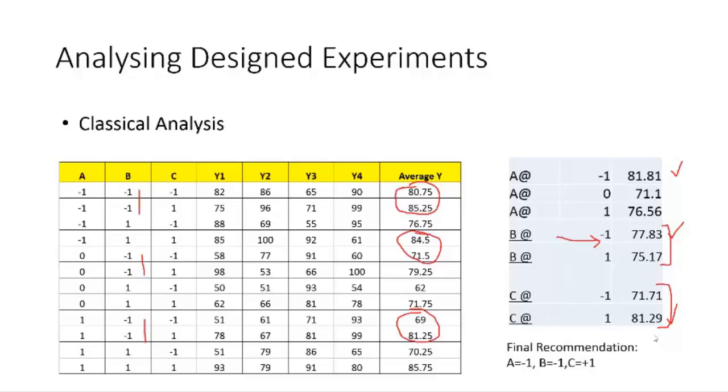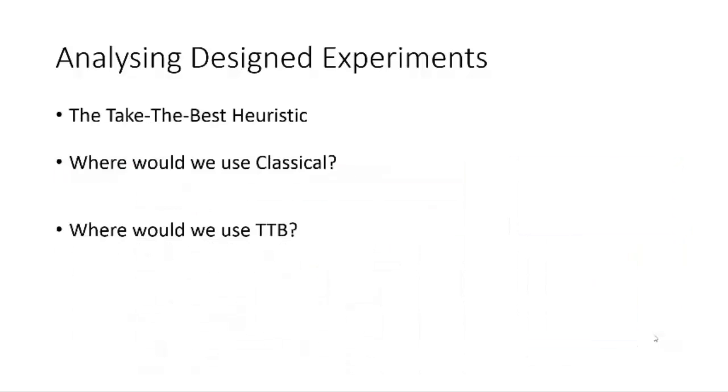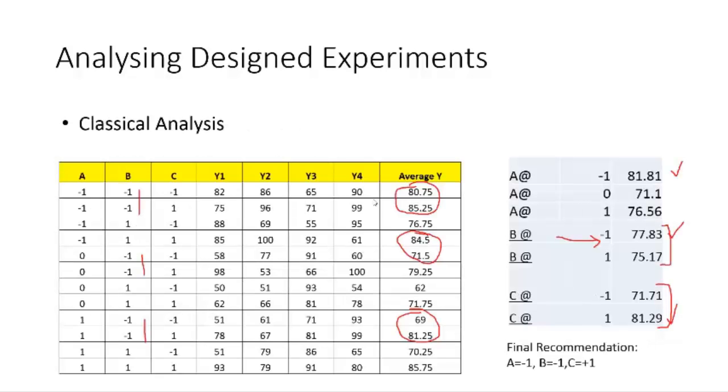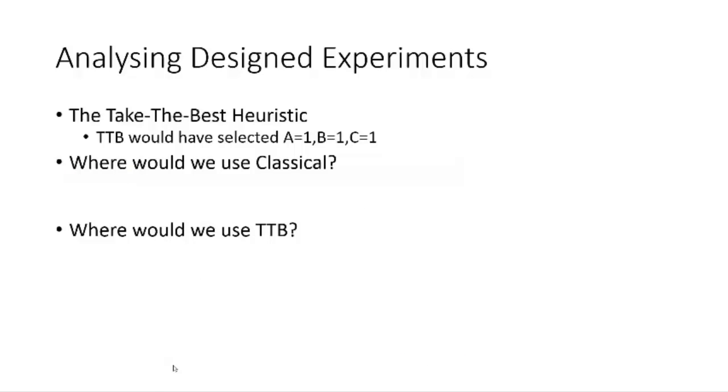Now that's one way of going about the analysis. Another approach is to take the best. The take the best approach essentially says, I'm going to look at that treatment combination which gave me the highest average y. So what would that be out here? It looks like 85.75 is the highest average y, right? And that setting is, I believe, A111, and so we would essentially go with that recommendation. So take the best would have selected A is equal to 1, B is equal to 1, C is equal to plus 1.